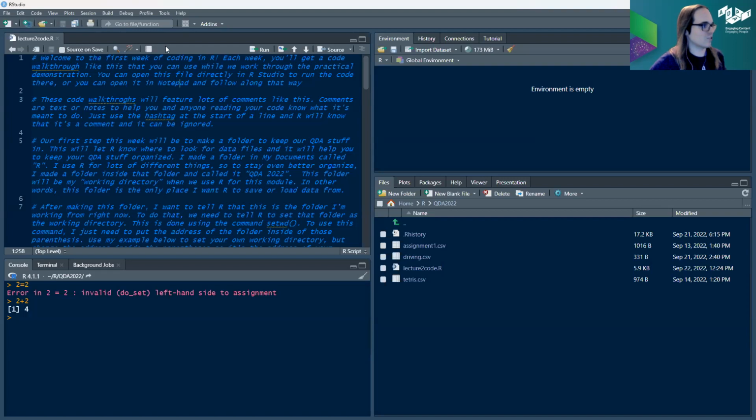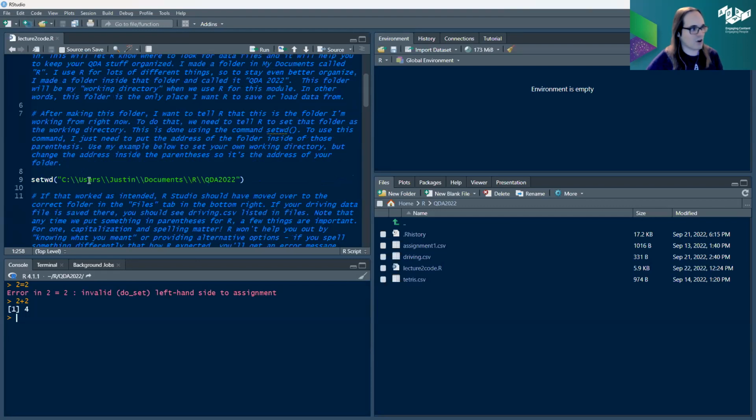Up here is your script window. Every week I'll be writing one of these .r files. .r files are called R scripts, and all that means is that it's a text file that can contain plain text. So it can be just things like my instructions, where it says welcome to the first week of coding in R, or it can include actual lines of code. You can also write scripts yourself, and I hope you do, not just rely on my scripts, but also write your own.